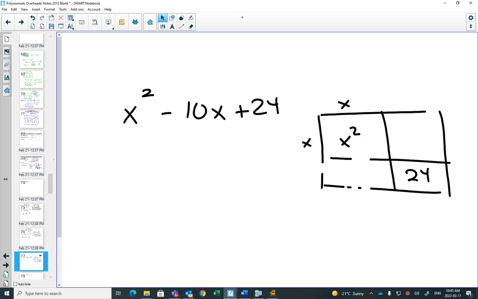12 and 2? Okay, now this is good. I like this. He says negative 12 and 2. What's wrong? It makes the 10, but it doesn't make that. It makes now a negative 24, and we need a positive 24.